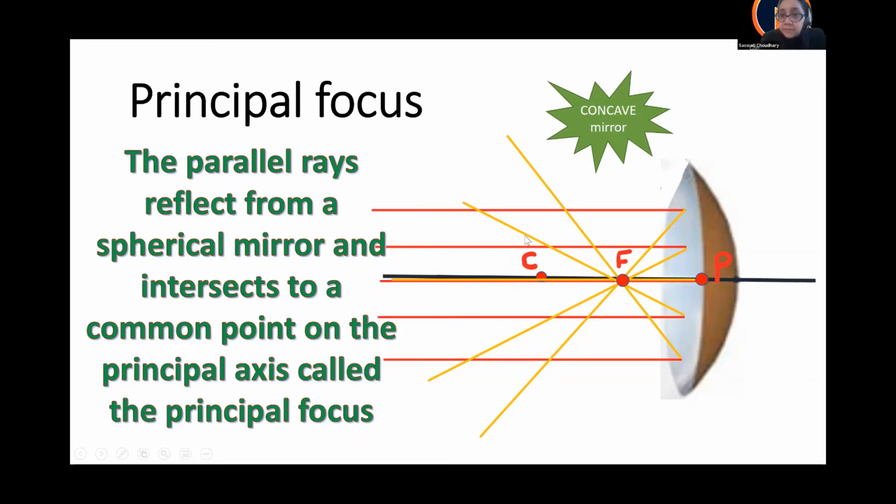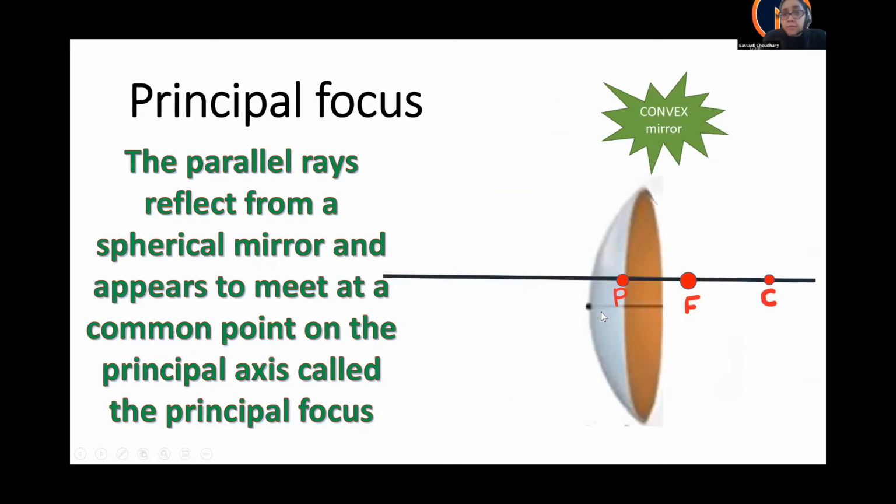So be very specific. This is a convergent type of mirror because the rays are converging at a particular point. They're joining, they're passing through a particular point. Important thing, parallel rays, after reflection, are passing through a particular point. We call it the focus.